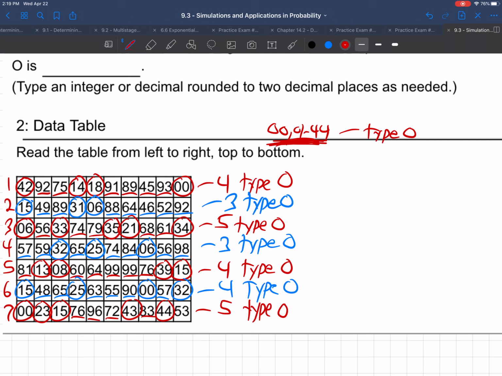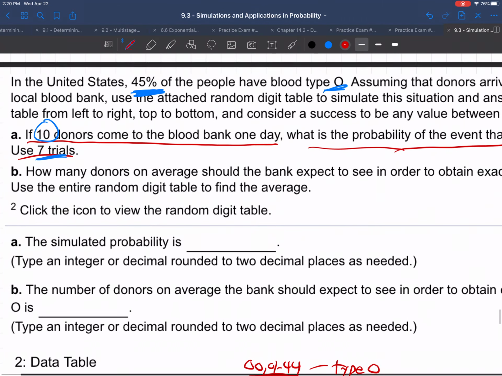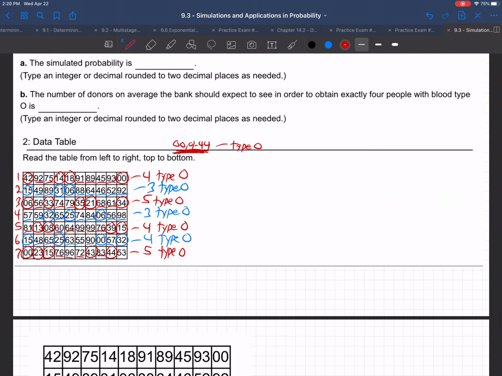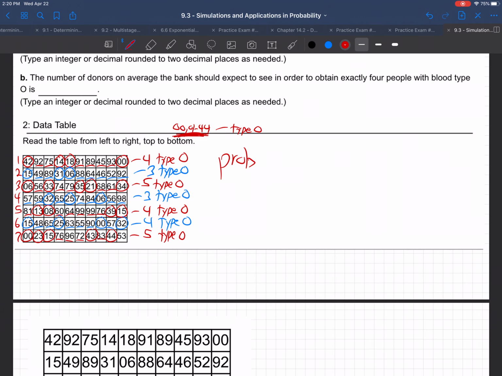So we did it 7 times, had 10 patients come in 7 times, and counted how many were type O blood in this little simulation. If we go back to it, what do they want? They want the probability that you'll have at least 4 with type O blood. So, the probability of getting at least 4.